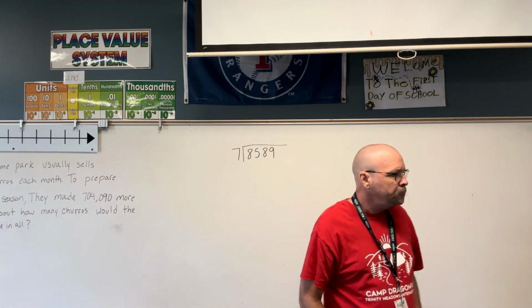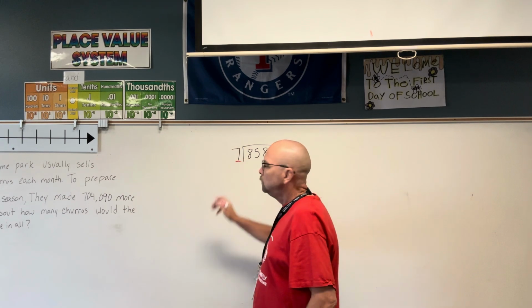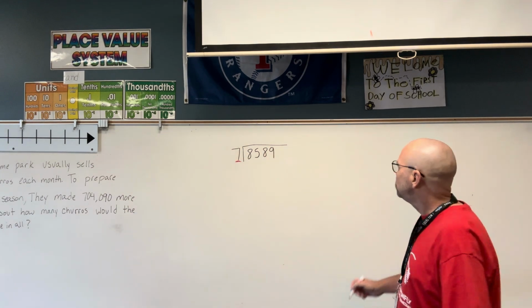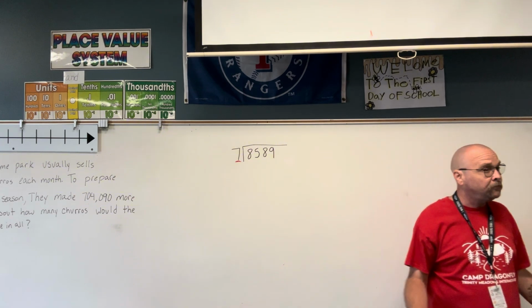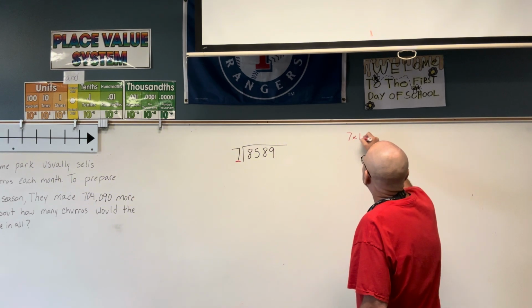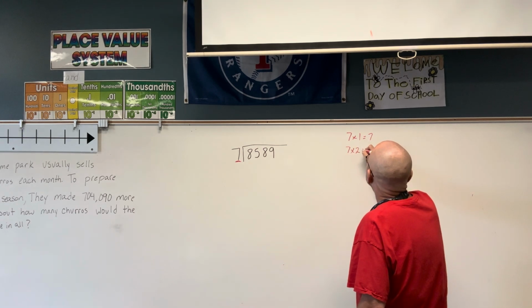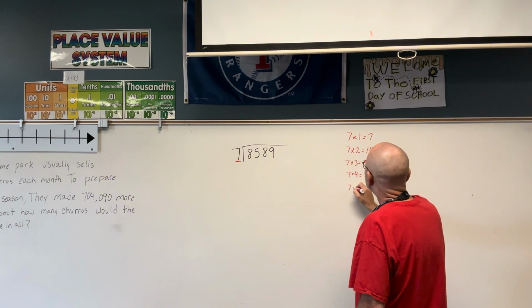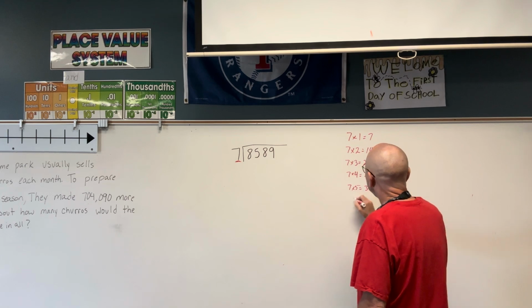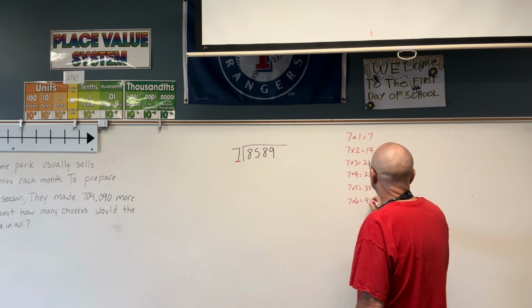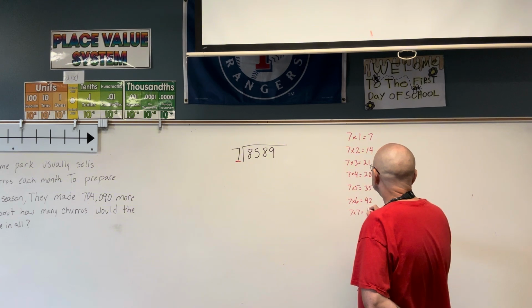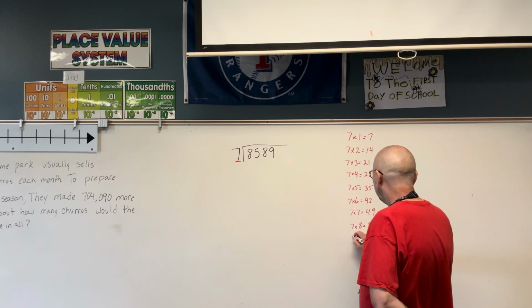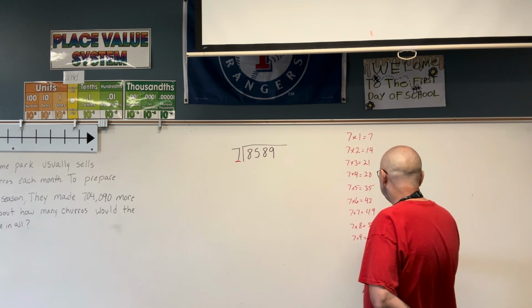But when I'm dividing, I take my divisor, which is the number on the outside, and I'm just going to list the multiples of my divisor. So 7 times 1 is 7. 7 times 2 is 14. 7 times 3 is 21. 7 times 4 is 28. 7 times 5 is 35. 7 times 6 is 42. 7 times 7 is 49. 7 times 8 is 56. And 7 times 9 is 63.